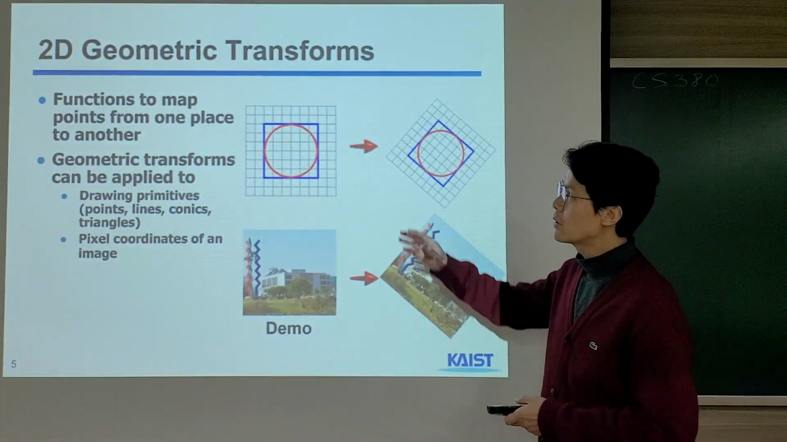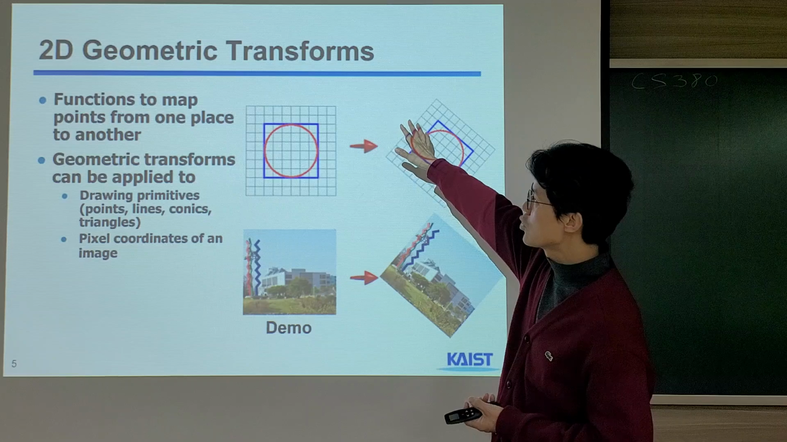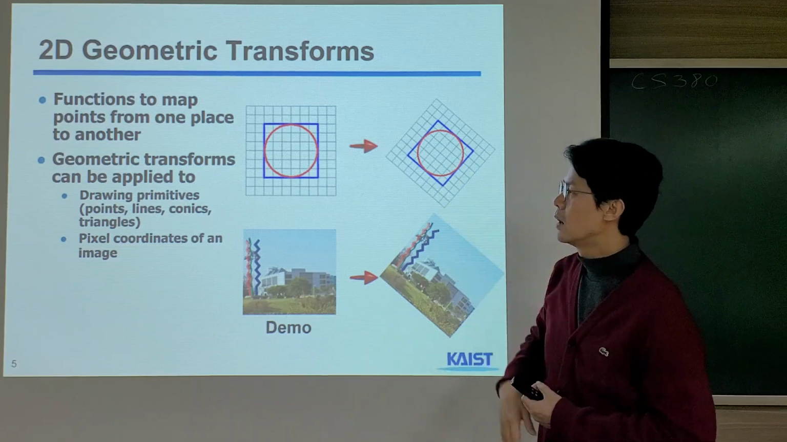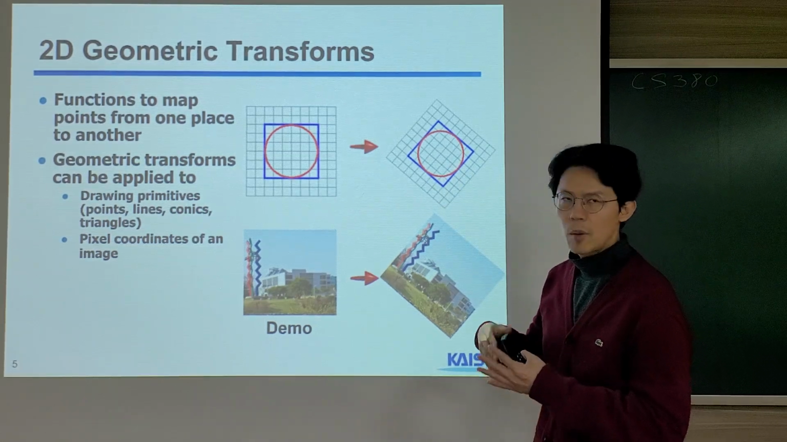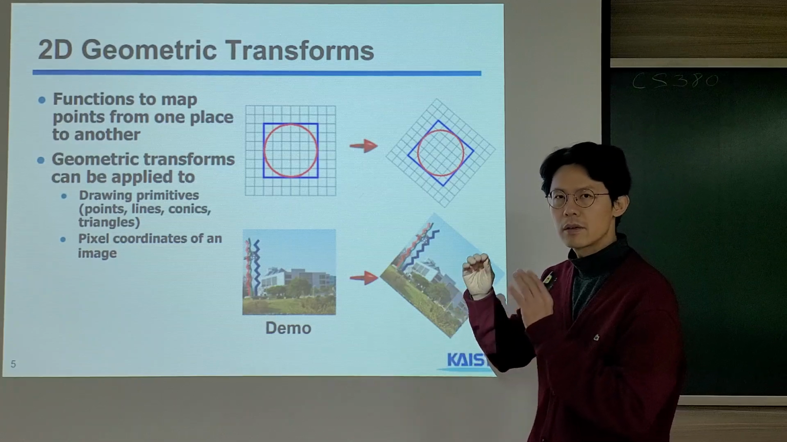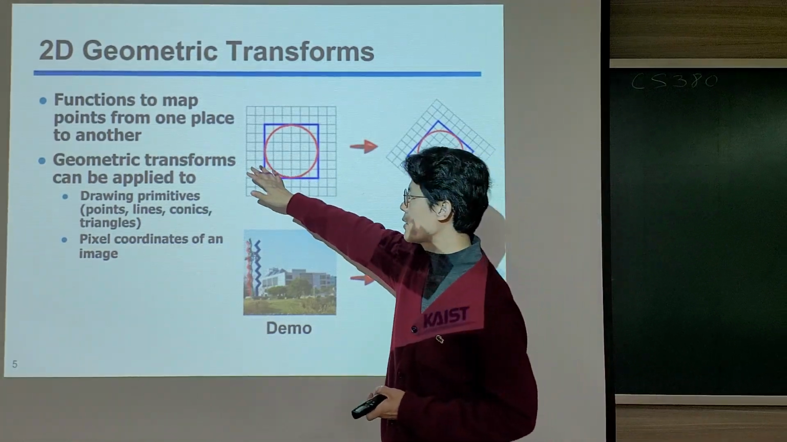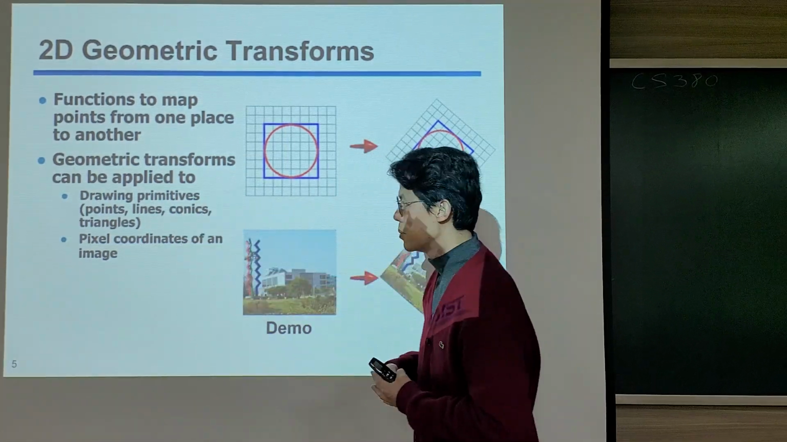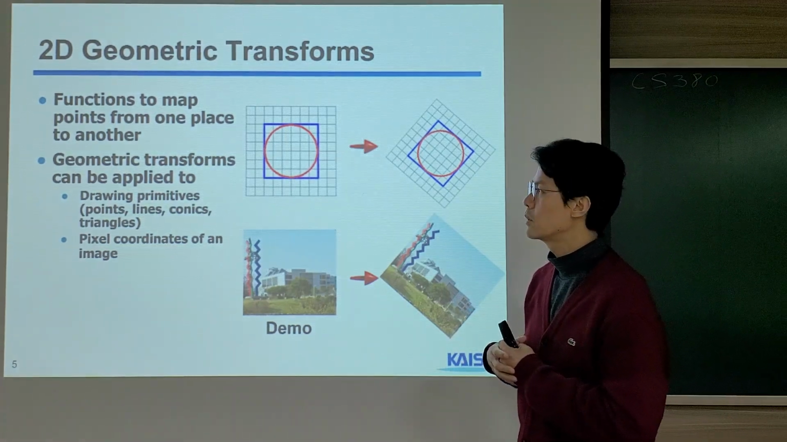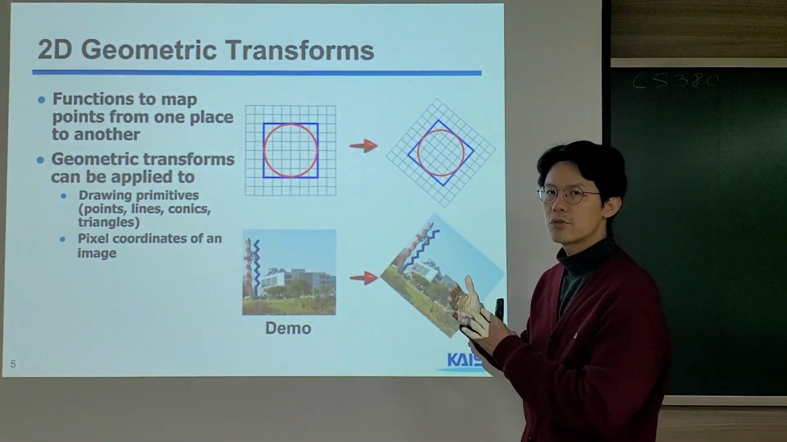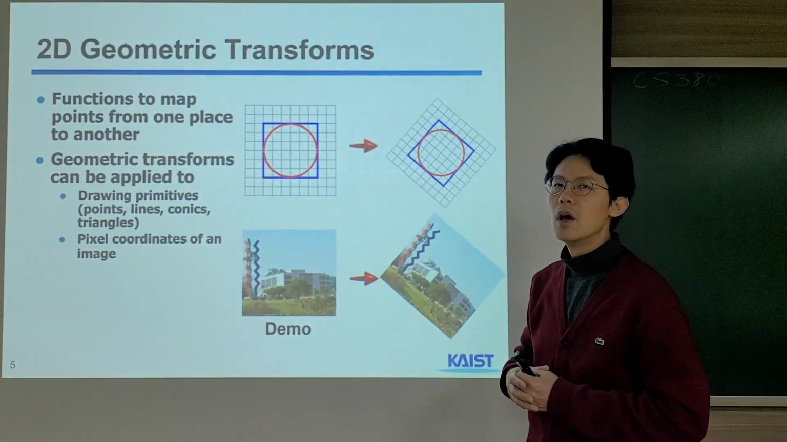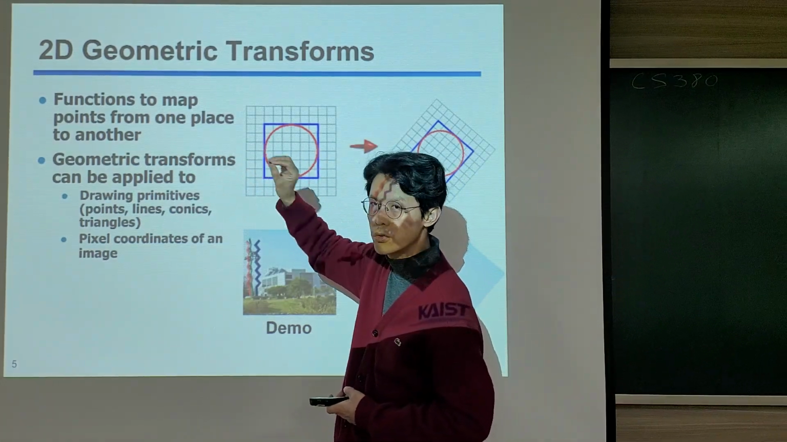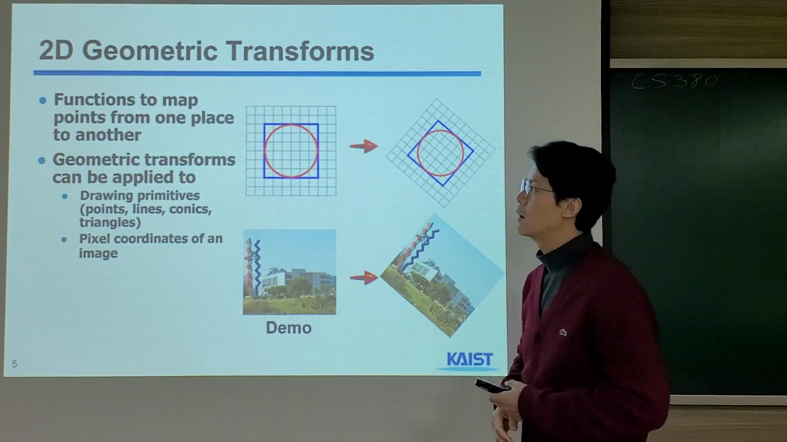One of the common examples of 2D geometric transformation is nothing but mapping a point from one place to another. Any kind of geometric transformation can be applied to the vertices that make up a triangle, right? This transformation can also be applied to primitives like points, lines, or conics. But typically, as I mentioned before, we use vertices or triangles to represent any kind of 3D object in computer graphics. We typically apply the geometric transformation to each vertex of those models.